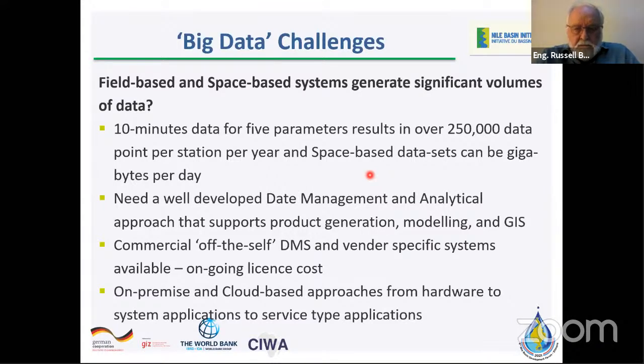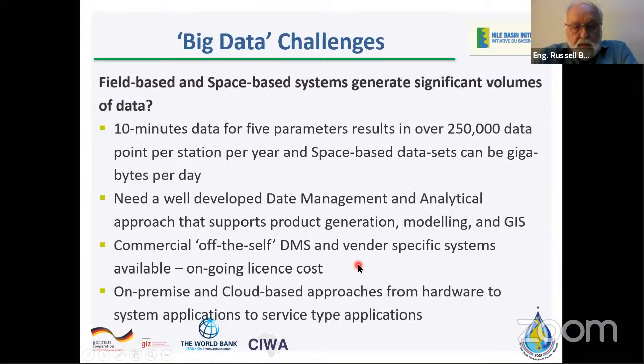So what does this mean? This means that when you deploy this type of technologies, you really need to think about your data management and the analytical approach that not only supports the management of this particular data, but the quality control, archiving and processing of it, but also the analytics that's required to convert this data into information. It includes software and systems that will generate products and do modeling for you. Certainly GIS for visualization and the analytical part offers a significant advantage.